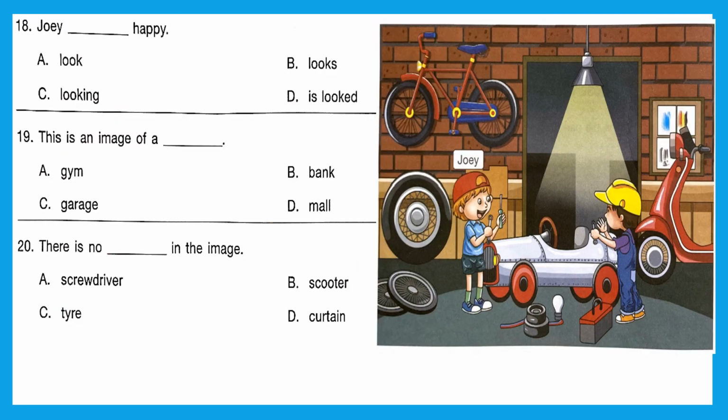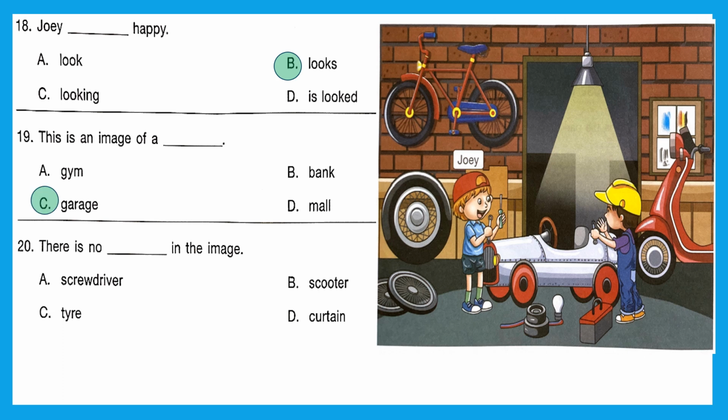Question 18. Joy dash happy. Can you locate Joy? Yeah. And Joy looks happy. Joy is a singular noun and we will use a singular verb over here, which is looks. Option B is the right answer. This is an image of a gym, no. Bank, no. Mall, no. Garage. Option C, garage, is the right answer.